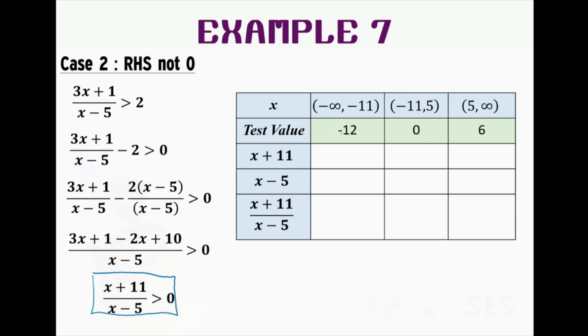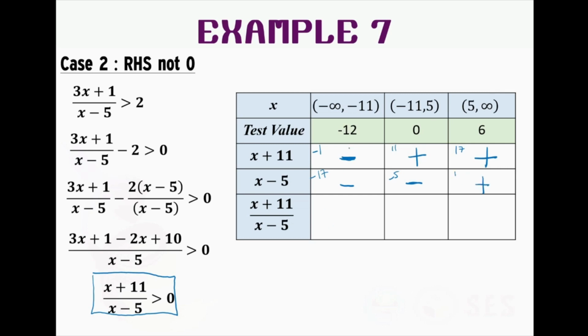So we substitute negative 12, 0 and 6 in x plus 11. Negative 12 plus 11, we will get negative 1, hence it's negative. 0 plus 11 will get 11, it's positive. 6 plus 11 will get 17, hence it's positive. Next, negative 12 minus 5 will get negative 17, it's negative. 0 minus 5, negative 5, it's a negative number. 6 minus 5 is 1, it's a positive number.